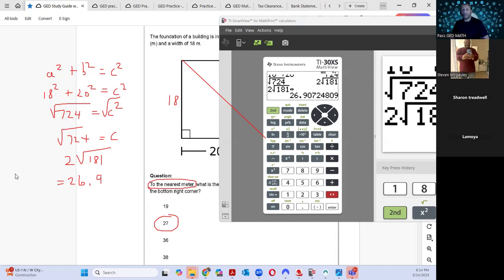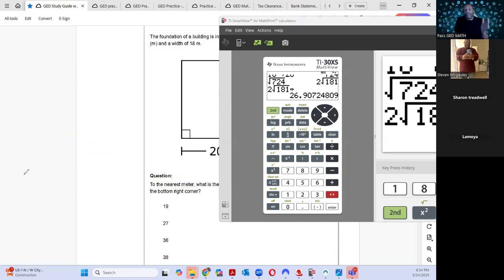So anytime they talk about a light post, or a shadow away from the building, or a ladder, that's the Pythagorean theorem. So on my free course, you've got a bunch of problems that give you examples of the Pythagorean theorem.